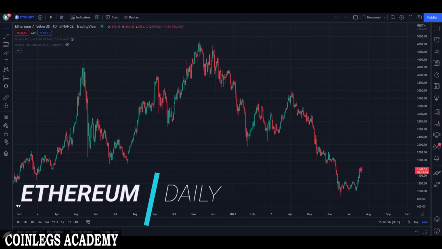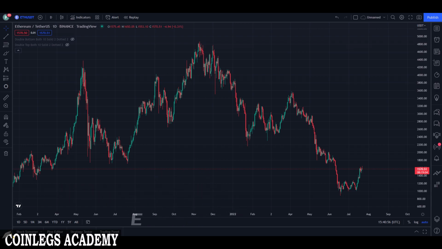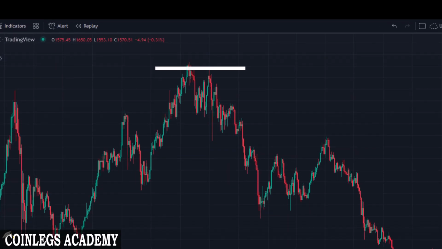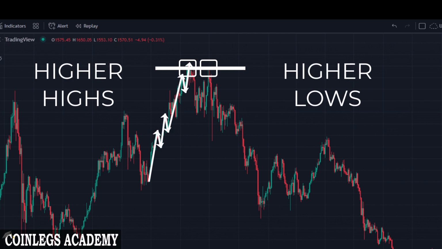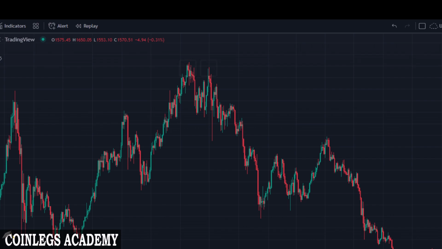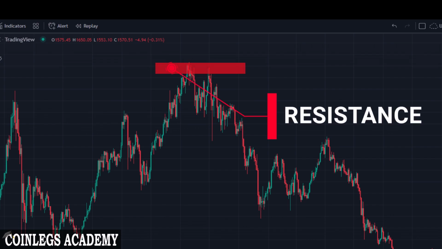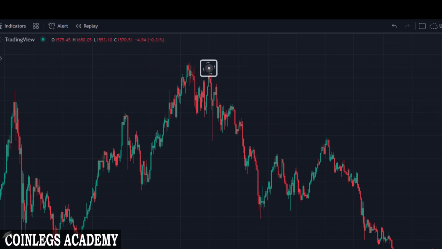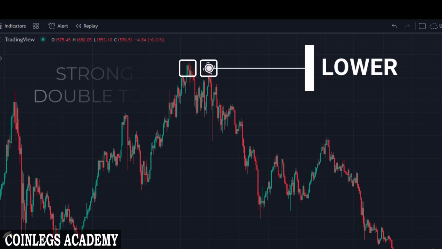When we look at the Ethereum daily charts, if you notice the line we draw here, we have two obvious touches. Before that, we have a rising trend. Price makes higher highs and higher lows. And if you look carefully, it's a double top formation, and these are definite double top touches. Price finds a resistance at the same point. And as you can see, the right top is lower than the left top. This also gives us a strong double top signal.